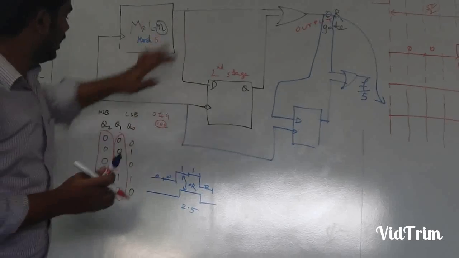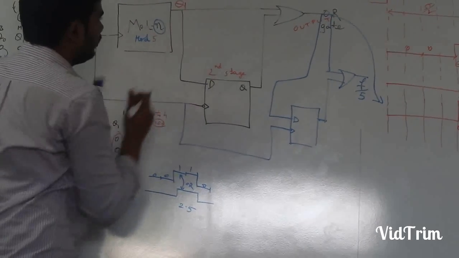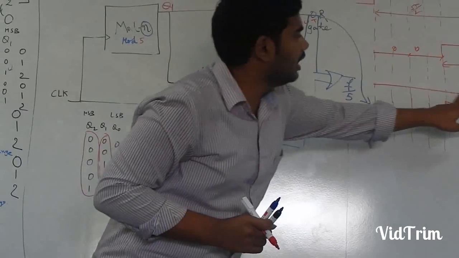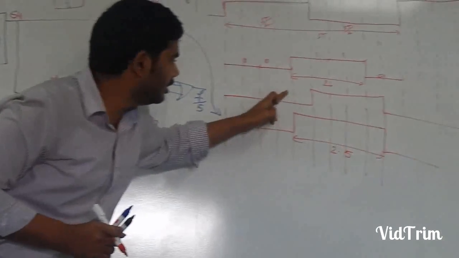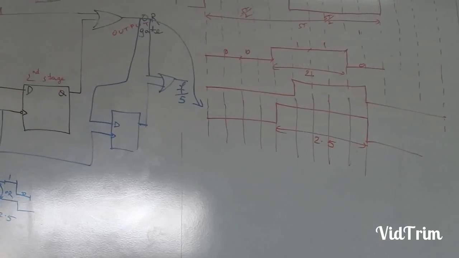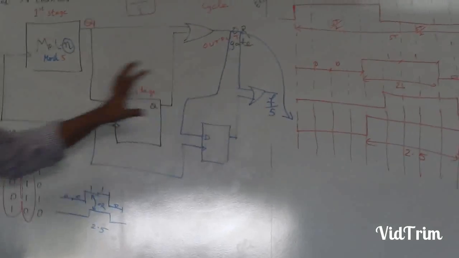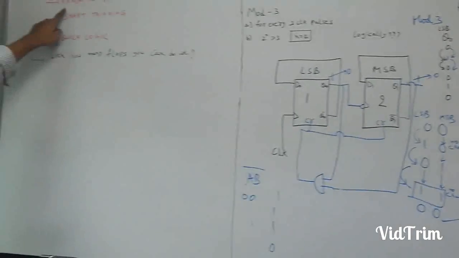See, if I take Q1 here, capturing the same at negative edge, I get 1 half clock pulse delay, and ORing these two, I get 2.5 on and 2.5 off. So this extra flop is not required for me. So always you must go for this hardware optimization.